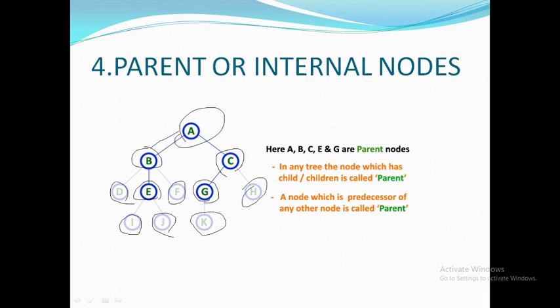Whenever we have a branch connecting to any element, that is called a parent. So here A, B, C, E and G are the parent nodes. In any tree, the node which has a child or children is called a parent. So each and every node that has a child connected to it, we call it a parent node.